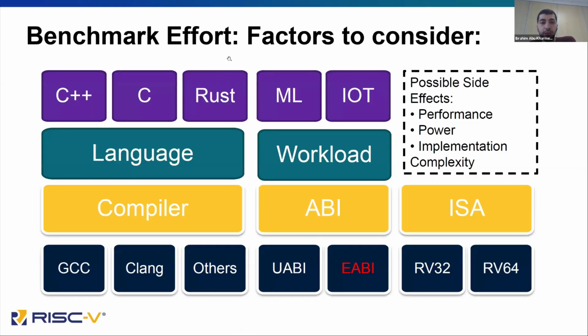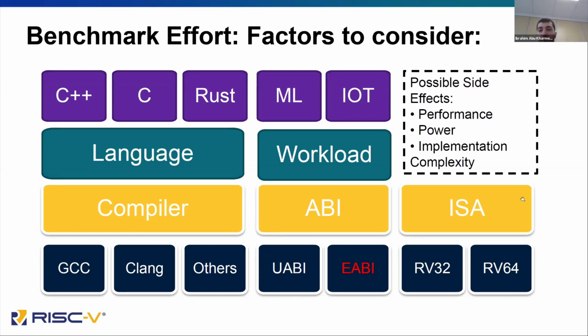So when we are benchmarking for the code size task group, we need to consider a lot of things. We need to consider the actual program that we are benchmarking, be it a very simple program like an IoT framework with a couple of sensors, or a machine learning or signal processing or very heavy program, and the language that it was written in, the compiler that was used to compile it, and the actual ABI.